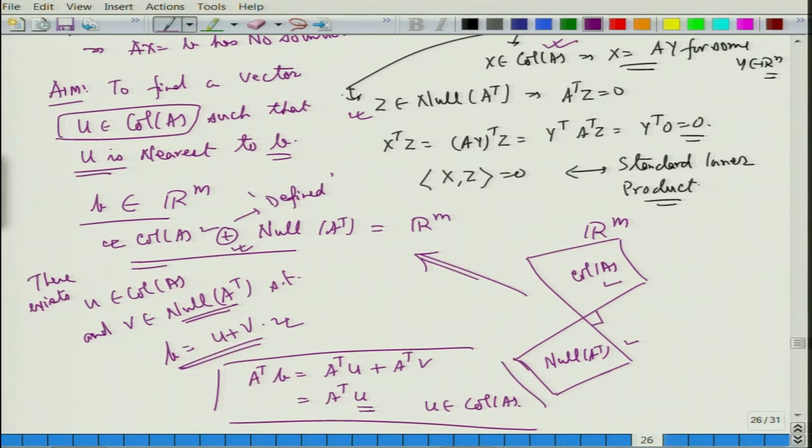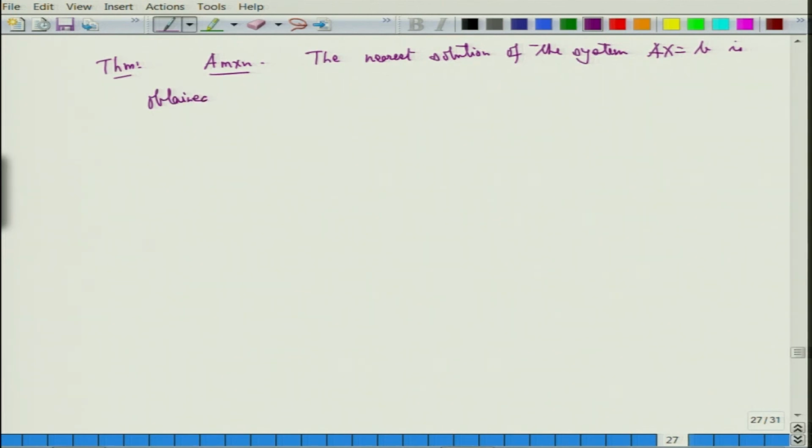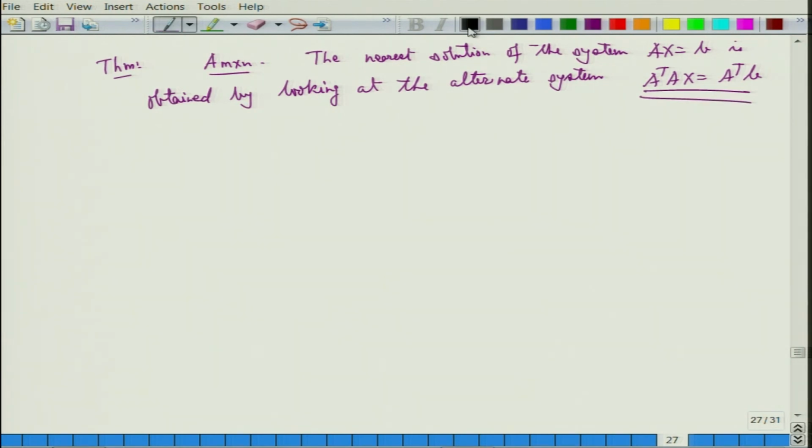So let's try to rewrite this in terms of what I am trying to say. Theorem: A is m cross n. The nearest solution of the system Ax is equal to B is obtained by looking at the alternate system A transpose Ax is equal to A transpose B. So let me try to rephrase this in some other language.